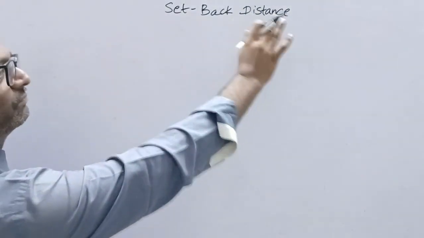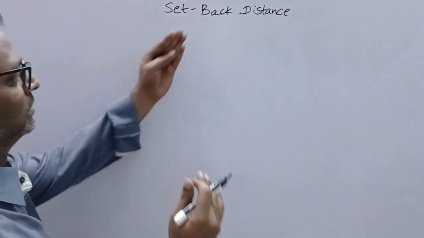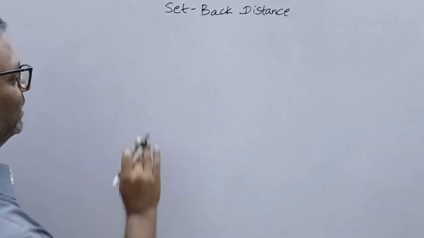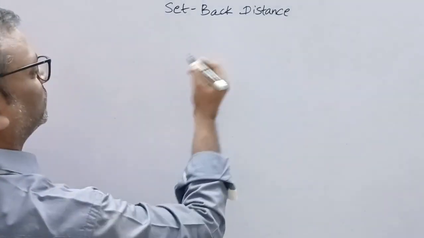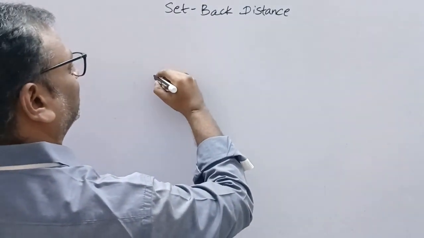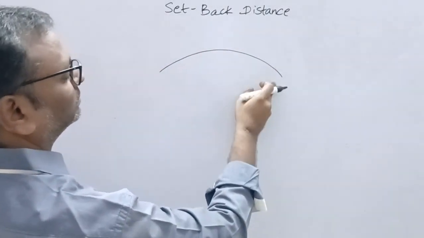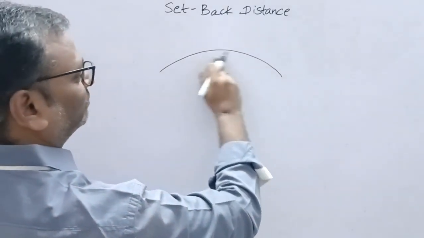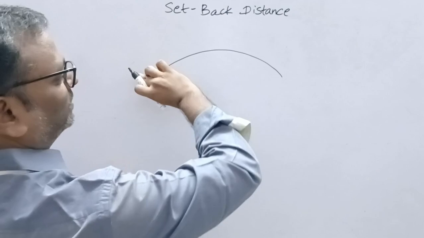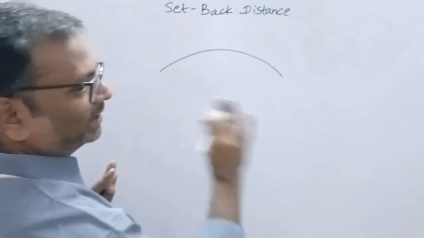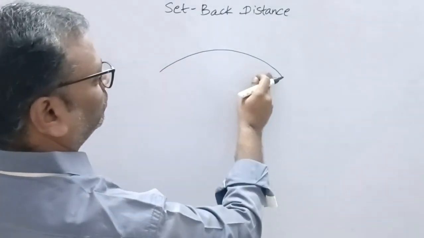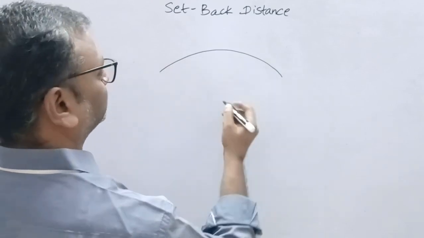So the name itself specifies that we are setting back by a distance. Suppose there is a horizontal curve, and this line is the center of the road. Suppose first we are talking about a single lane road, and this is the central line of the road.